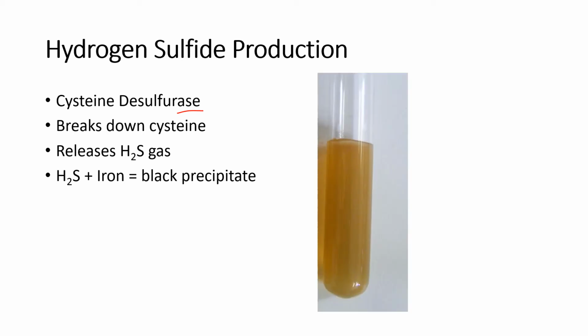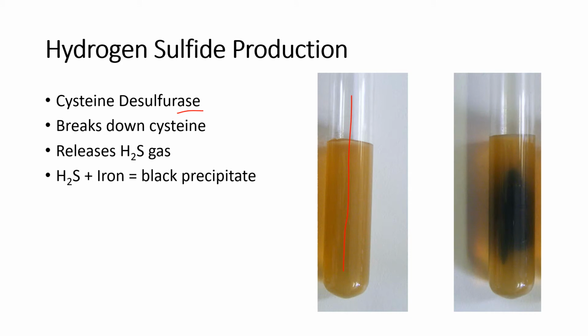So in this test, this would have been a deep solidified agar in a test tube, and in that agar there's iron. You would have stabbed with the needle the bacteria all the way to the bottom, and if the bacteria have the enzyme cysteine desulfurase, then hydrogen sulfide gas would have been released, and you would have seen a black precipitate. So this means that is positive for hydrogen sulfide production, positive for cysteine desulfurase. If there's no black color, that is a negative result.